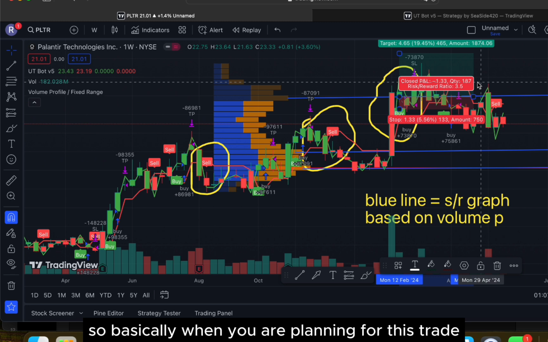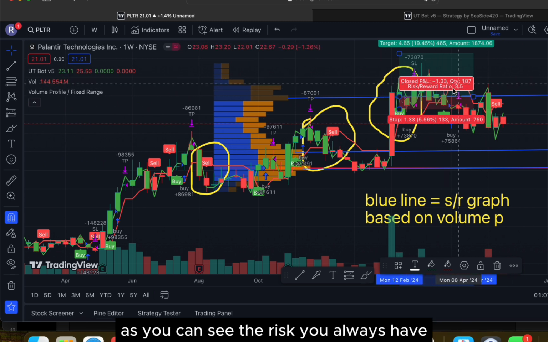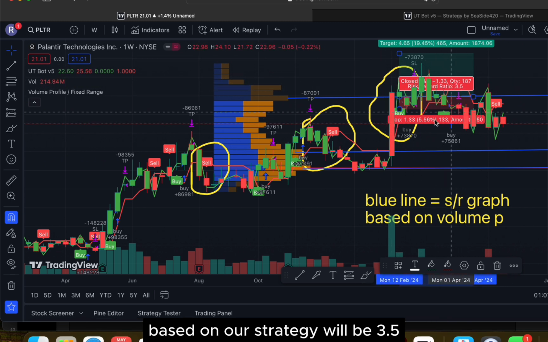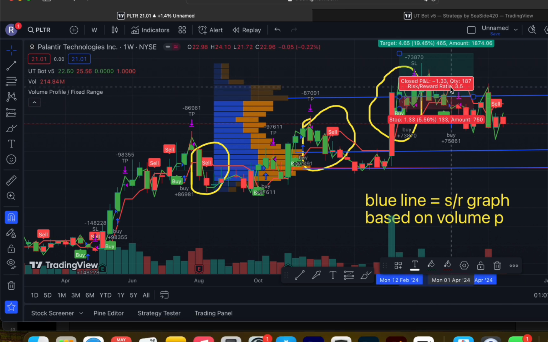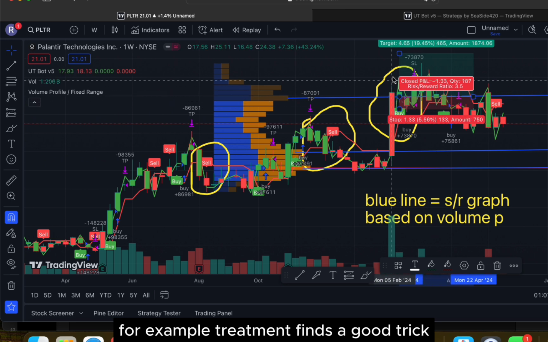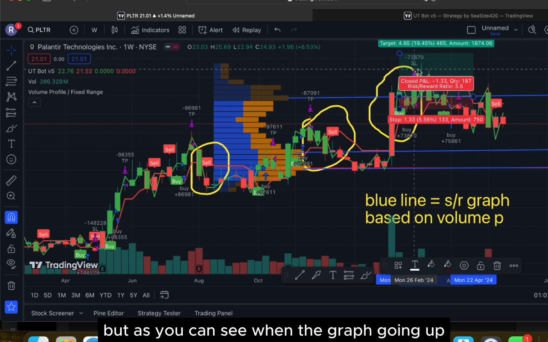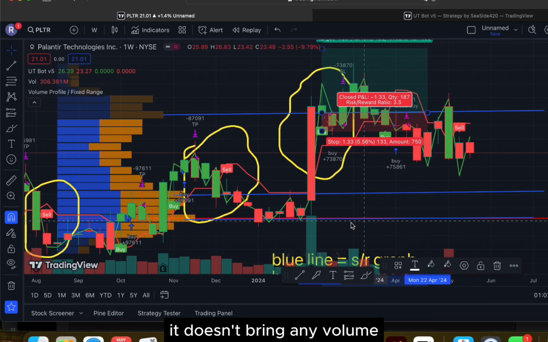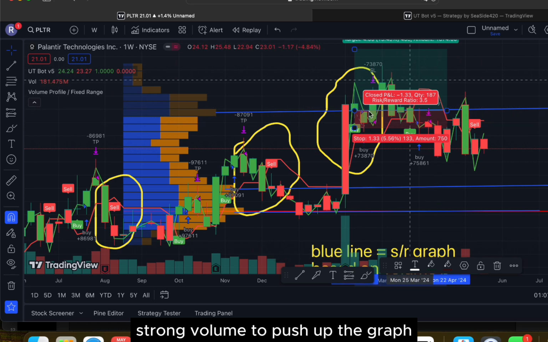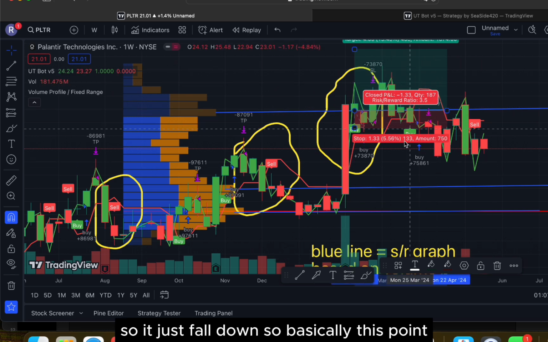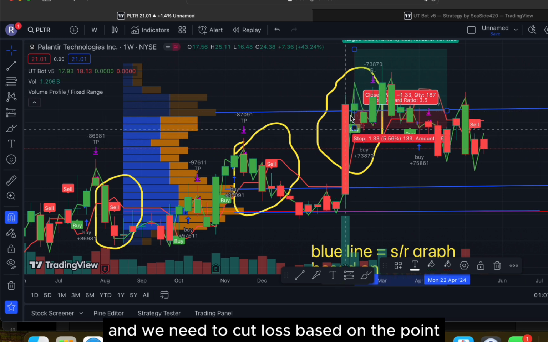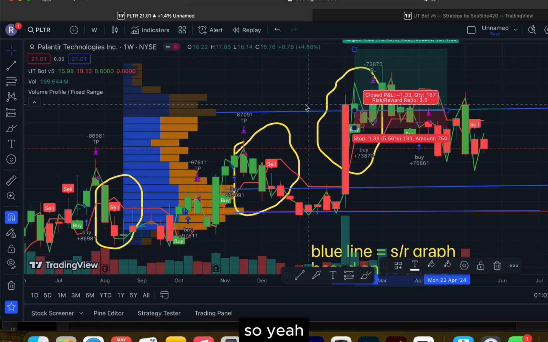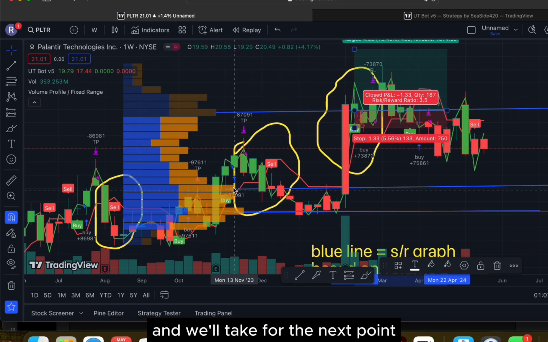So basically when you are planning for this trade, as you can see, the risk reward ratio based on our strategy will be 3.5. If the risk reward is higher than 1, for example 3.5, it is a good trade. But as you can see, when the graph goes up, it doesn't bring any strong volume to push up the graph, so it just falls down. So basically this point, if you take a trade, will be a losing position and we need to cut loss based on the point. So yeah, we'll take the next point.